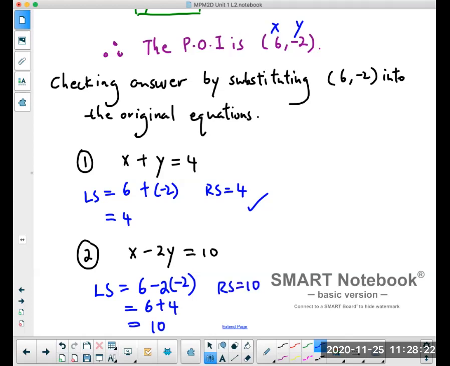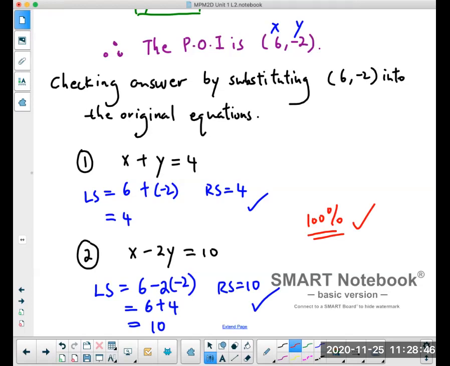When we check both answers and they're both correct, then you don't need a teacher to mark your test. You can give yourself 100% because this has to be right. Right? Once you check your answer and it matches both equations, you know for sure you got this question correct.